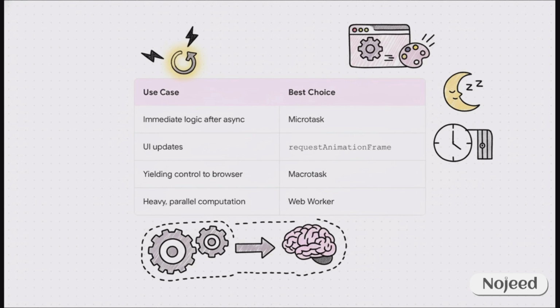So to make it super simple, here's a little decision guide. Need something to happen immediately after an async operation, no matter what? A microtask is your friend. Changing something visually? requestAnimationFrame is the pro choice. Need to do some heavy work but keep the UI responsive? Push it to a macro task. And if the work is just truly massive, get it off the main thread entirely with a web worker.